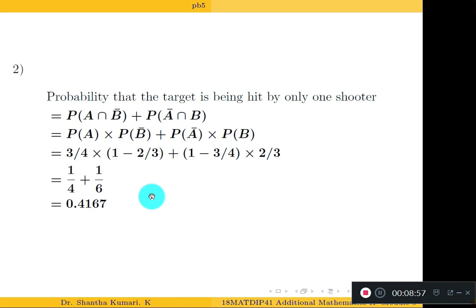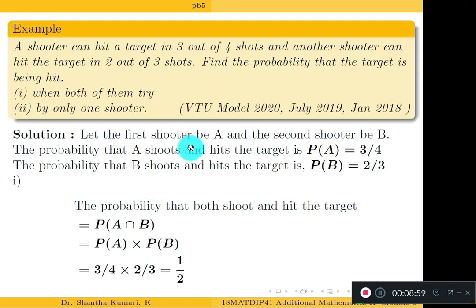So this is a simple question with only two events, A and B. Very simple question. See the number of times it is asked. So just try to understand the notation. Then you can answer any question.